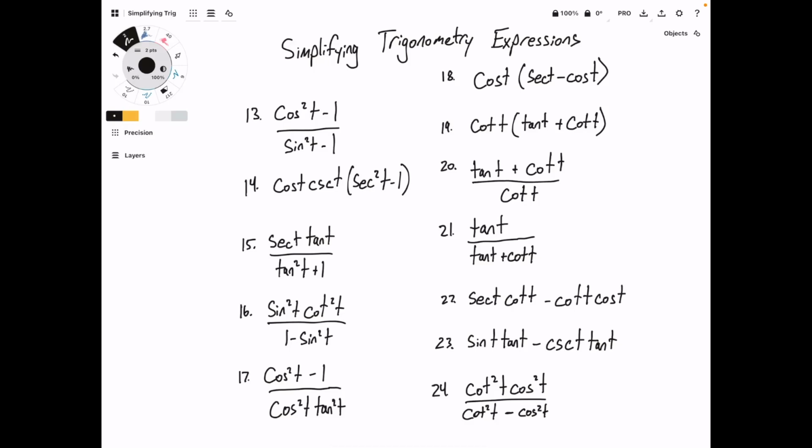In this video, we're going to continue working through some practice problems that involve simplifying trigonometry expressions. So these are all the problems that we're going to run through. If you want to give them a try yourself, you can pause the video and do that. Otherwise, we're going to jump into question 13.